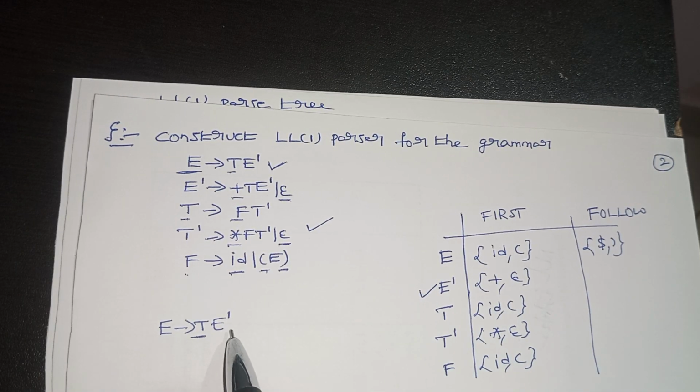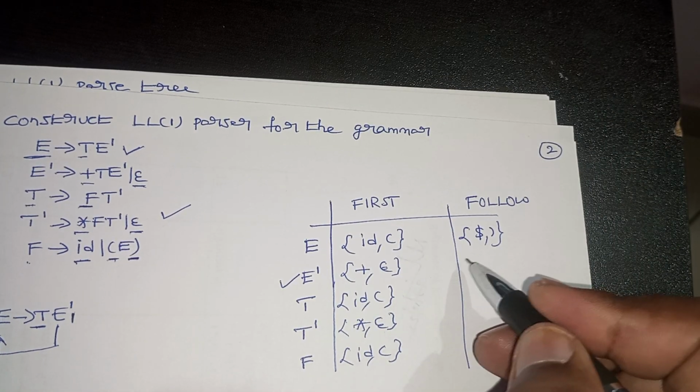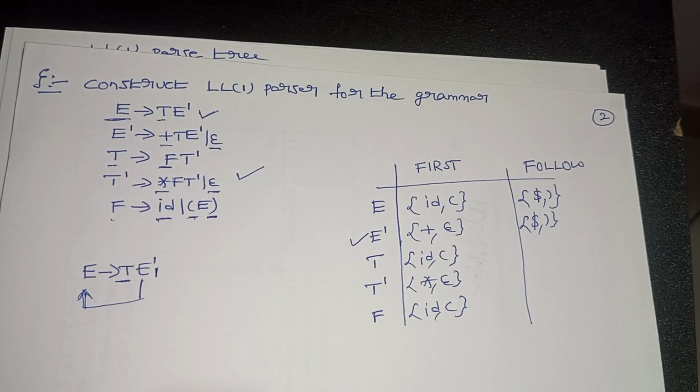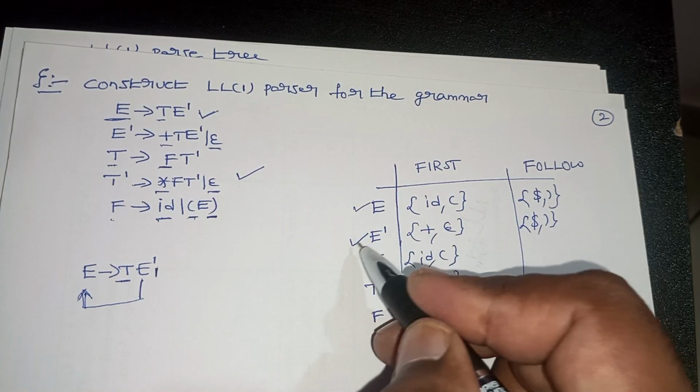Now always make a note. At the RHS of the E dash, nothing is there. Then always make a note: follow of E dash is follow of E. Why? Because nothing is present at the RHS of the E dash. So what will be the follow of E dash? Follow of E dash is the same as the follow of E. What is follow of E? Write dollar comma, right parenthesis. Okay, now follow of E is over, follow of E dash is over.